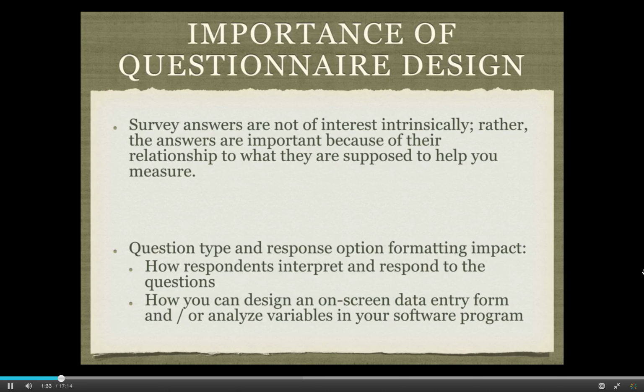And so, question type and response options and formatting are something that the designer of a questionnaire should consider before designing the questions. So how the respondents interpret and respond to the question is going to be impacted by the type of questions and the response options, as well as how one designs an on-screen data entry form or the data entry platform such as SPSS that is being used. These will all be impacted by the type of question and the response options.